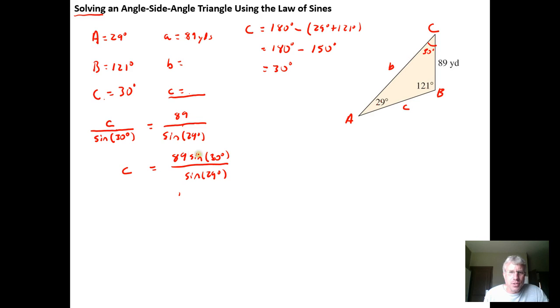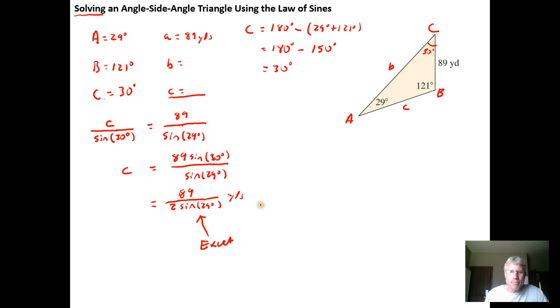The other thing to notice is that this is a special angle, so we could replace the sine of 30 degrees with a 1/2 if we wanted to, and we could write 89 over 2 times the sine of 29 degrees, because multiplying by a half is going to put the 2 down in the denominator, and this would be in yards. And if we were being asked to find the exact answer, this would be the exact answer simplified as much as we could.